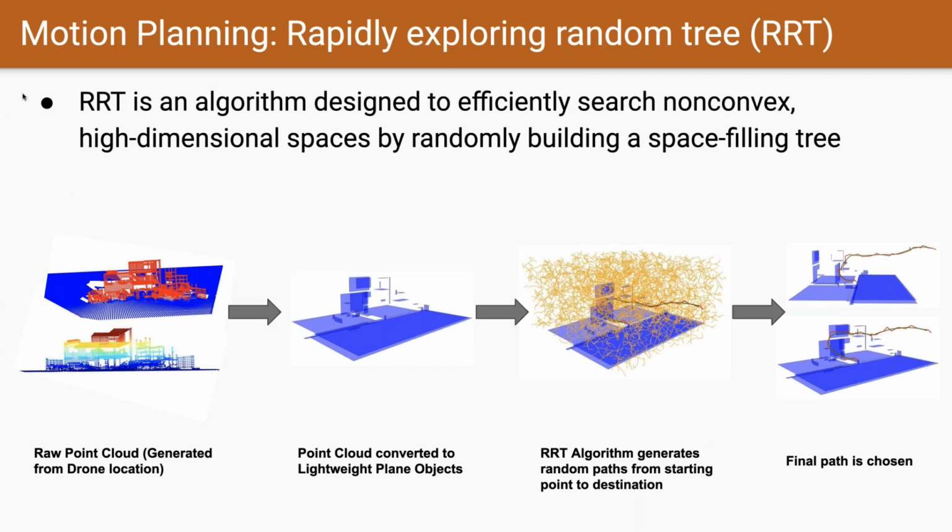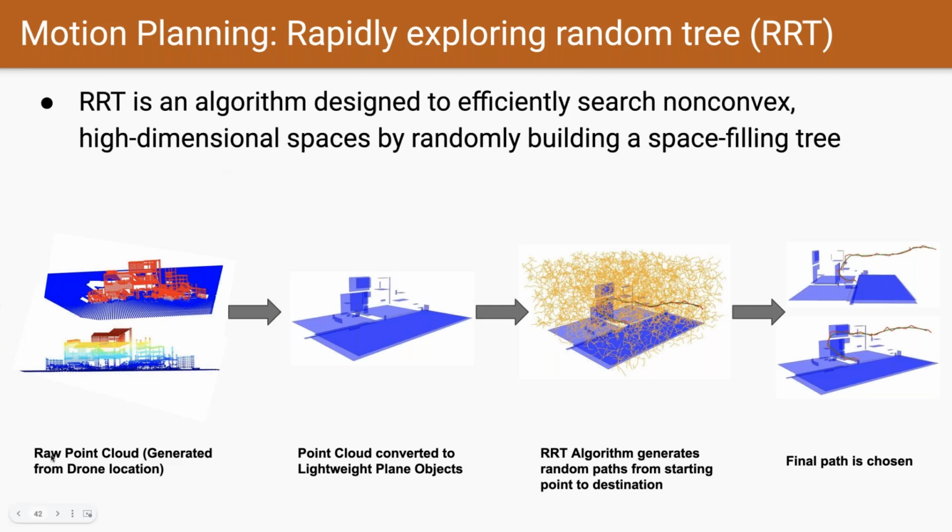And that takes us to the next part, which is the motion planning, where we are going to rapidly move the drone to identify different scenes here. We are leveraging the rapidly exploring random tree algorithm. RRT is an algorithm that is designed to efficiently search non-convex high-dimensional spaces by randomly building a space-filling tree.